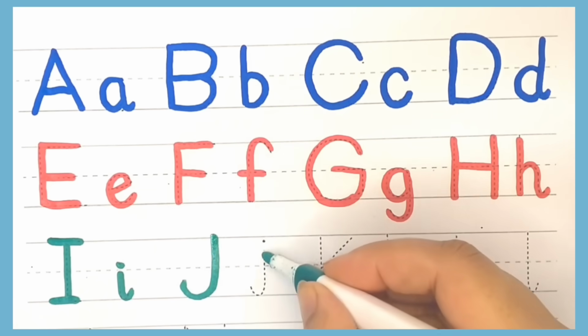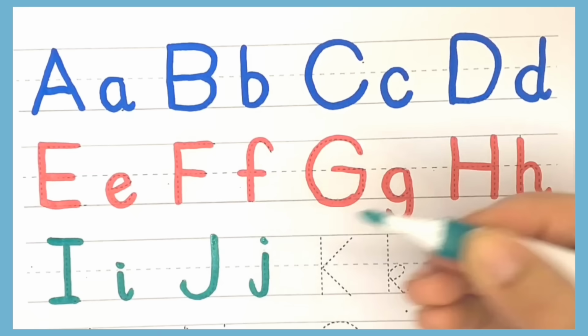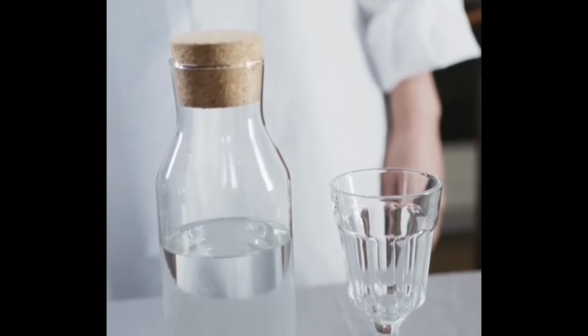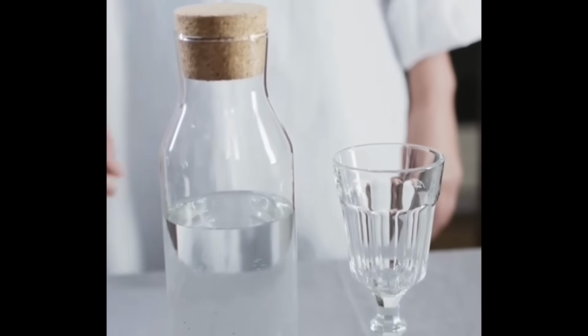Capital J, small j. J for jug. A jug holds water or juice. We pour from a jug into a glass.